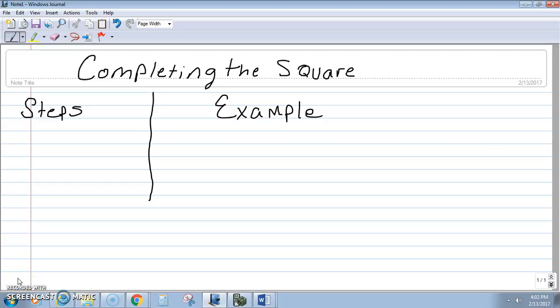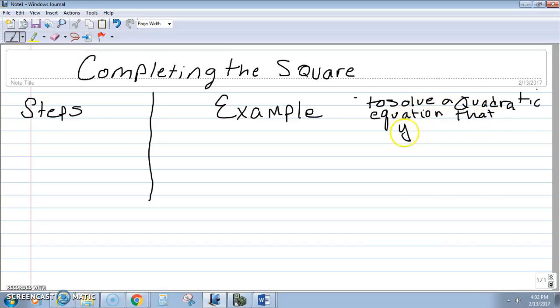All right, you guys, so completing the square. I think this is going to be our last notes for quadratic equations. So this is another way, just like the quadratic formula, to solve a quadratic equation that you cannot factor. Sorry, that's kind of terrible writing over there.